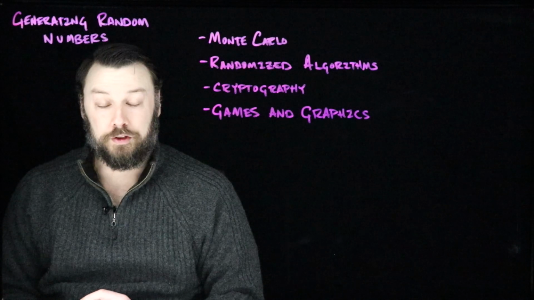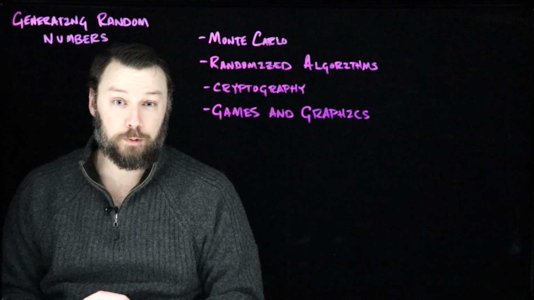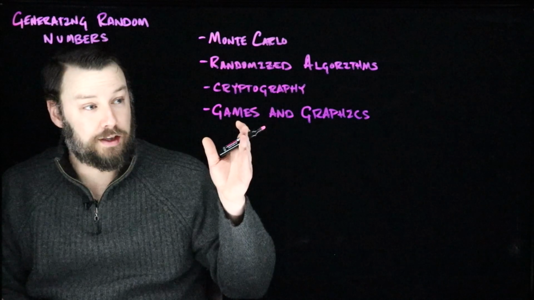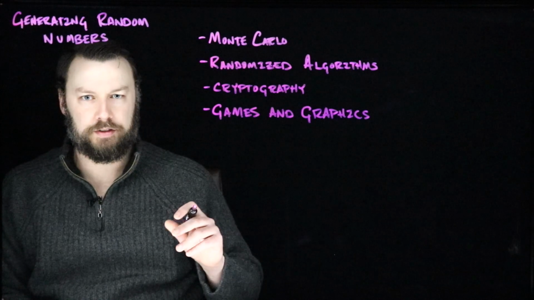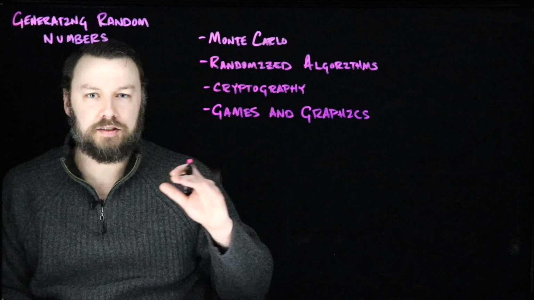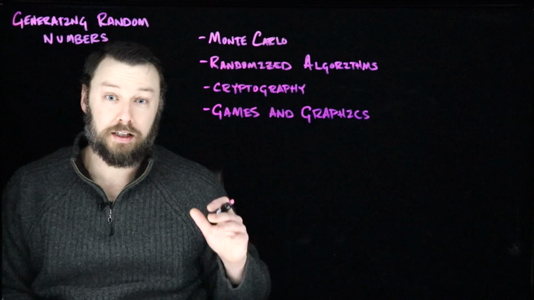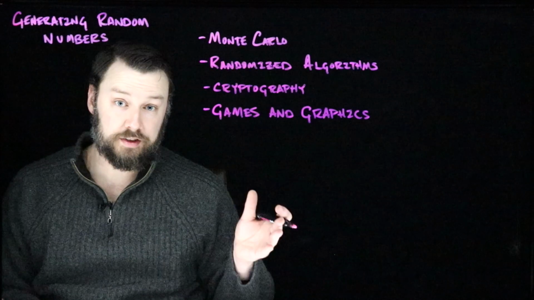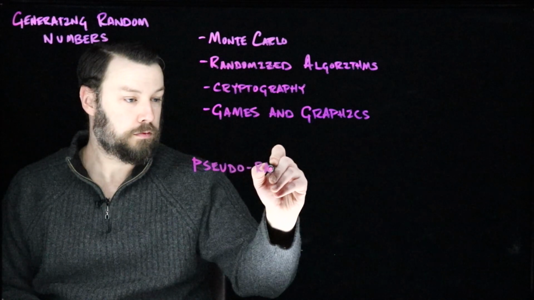It used to be that you could actually buy CD-ROMs full of random numbers that had been generated from some high-quality source. But of course, for things like Monte Carlo and randomized algorithms and games, we don't need true randomness that's really, really random. We just need sequences that have the nice statistical properties that we would expect a random sequence to have. And so random numbers that we generate deterministically on a computer, we call those pseudo-random numbers.